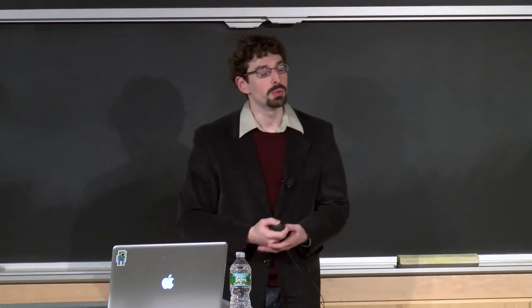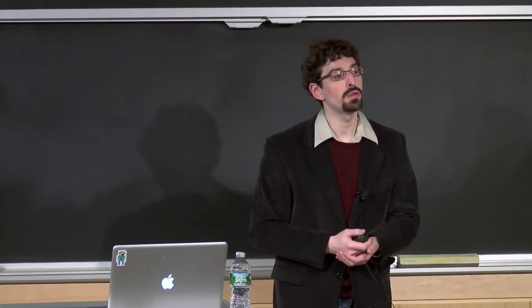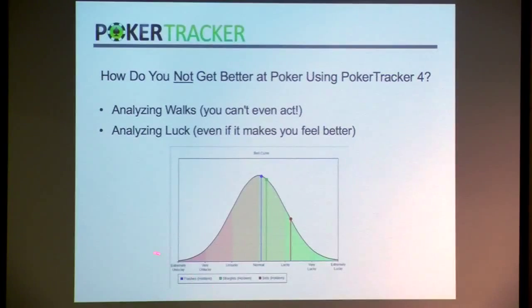Another thing that people want to do with Poker Tracker that won't help them get better at poker is analyzing luck. We have several tools for luck in Poker Tracker. This graph is from the cash game side. It's actually, you'll notice the normal curve. And this is actually normalized. So what you're seeing here is each dot tells you how often you're hitting your draws relative to expectations.